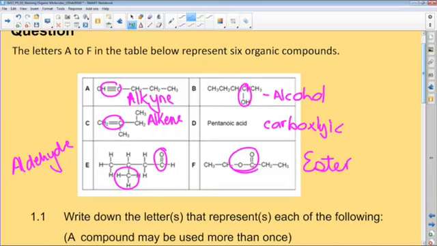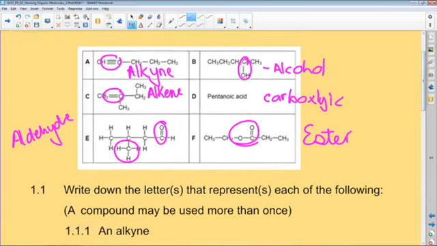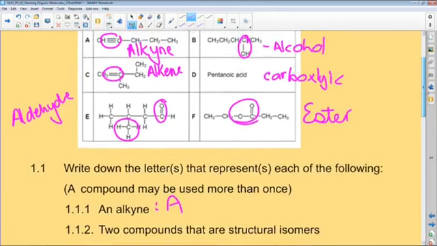Okay, so now it says write down the letter or letters that represent each of the following. A compound may be used more than once. First one, an alkyne. Oh, wait, we've done that. Look, we identified it. It's A. We don't have to worry about it. There we go. Done.